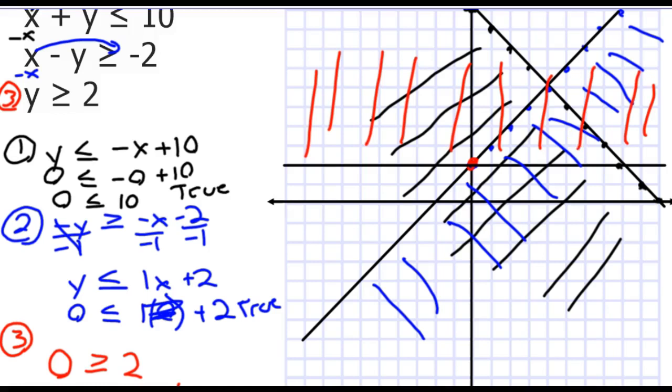Now, the section where all of our lines meet is this triangle right here. So in this triangle are the only points that would work in all of our inequalities. This is our solution to this system of inequalities.